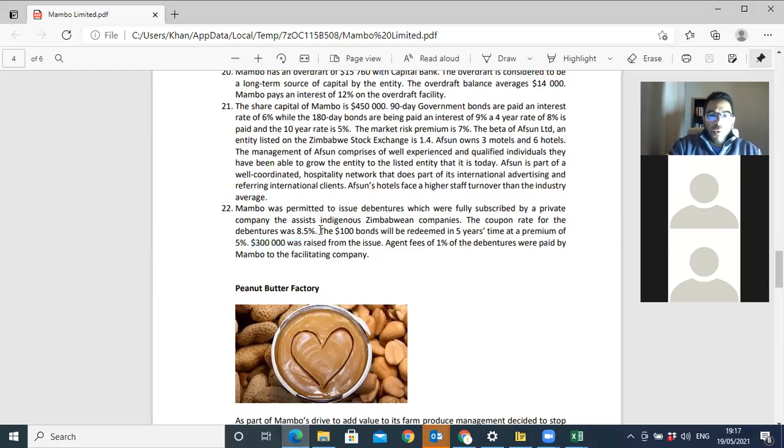They're saying that the $100 bonds will be redeemed in 5 years' time at a premium of 5%. So we know it's $100 bonds, but we need to know how many bonds. We're going to redeem this in 5 years' time, so N is 5. That is the remaining number of years. You raised 300,000, so now you can work out how many bonds you actually sold. Basically your face value is your 300,000 Rand. Agent fees of 1% of the debentures were paid by Mambo to the facilitating company.